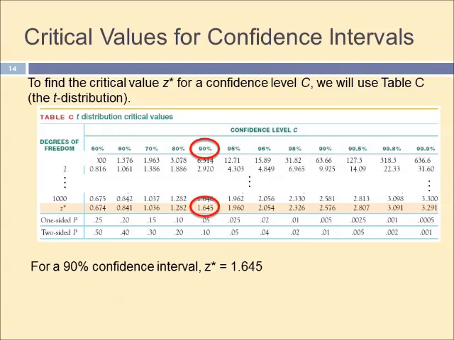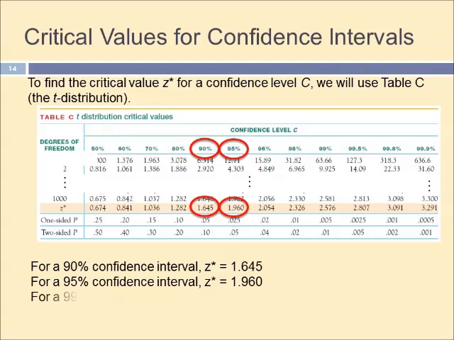So for a 90% confidence interval, the critical z value is 1.645. For a 95% confidence interval, as we saw, it's 1.96. For a 99% confidence interval, the critical value is 2.576. And there are others, but these are the most commonly used.